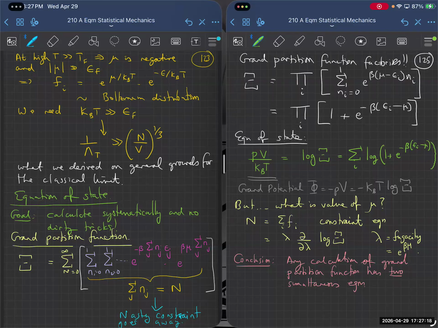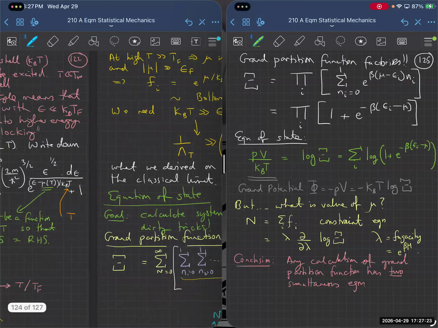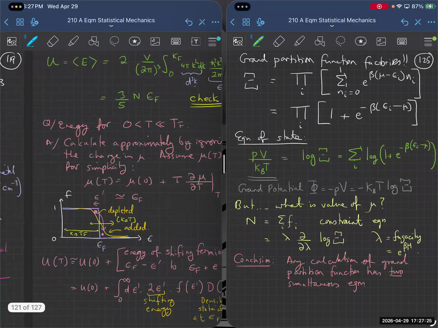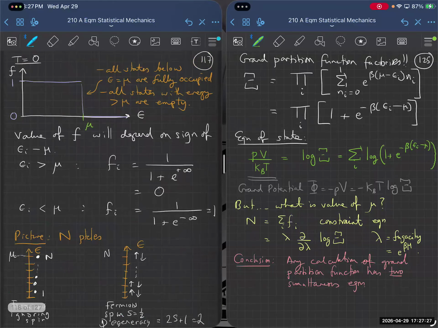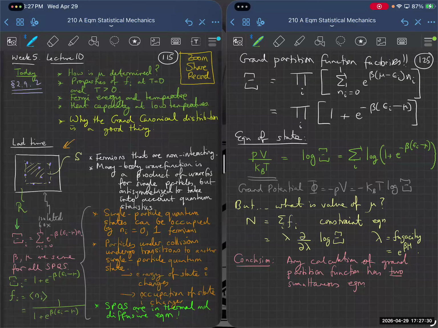Okay, so now you know physically what the grand canonical distribution means. It means that little cartoon picture that I'm always drawing, the picture on the left-hand panel. That's what it means. It's a natural, intuitive thing. And mathematically, the reason that it's great is that the grand partition function factorizes. So it's more natural and it makes the calculation easier. What more could you ask for? Okay.